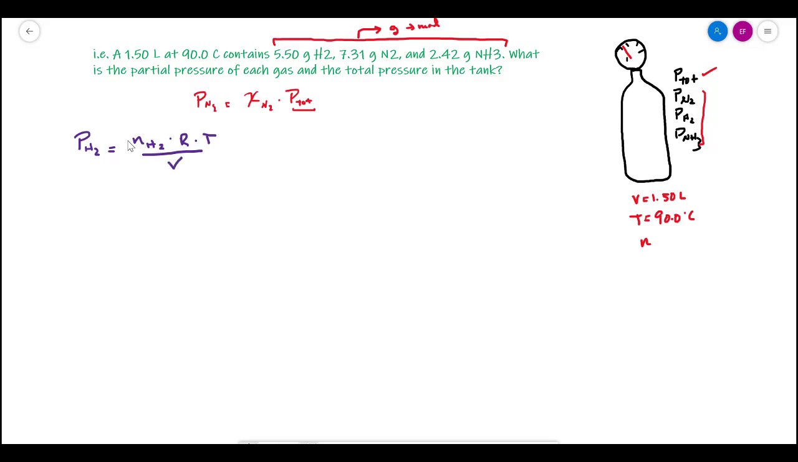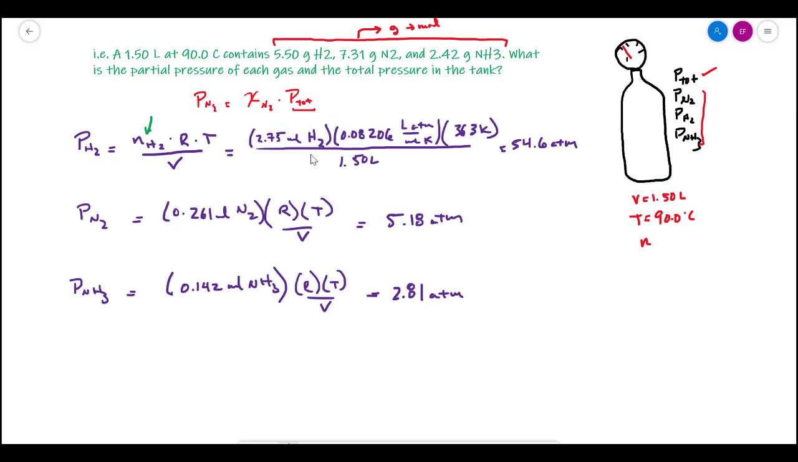So that means we'd need to start by figuring out the moles, and we could write out this exact same expression for each one of these gases. So pause the video, figure out the moles of each of those, and then let's compute the partial pressures of each.